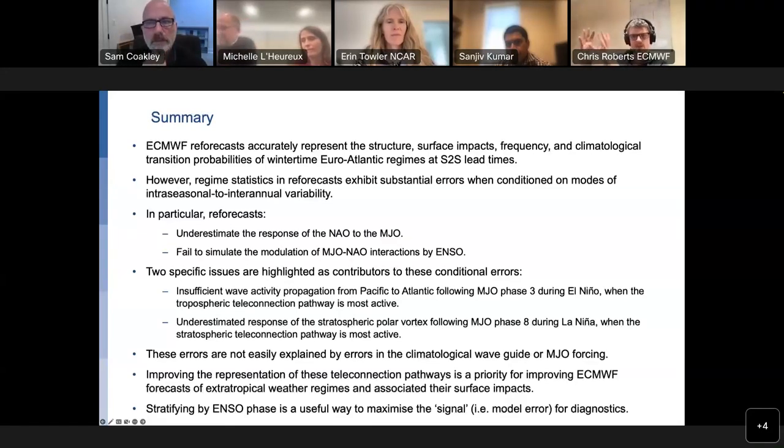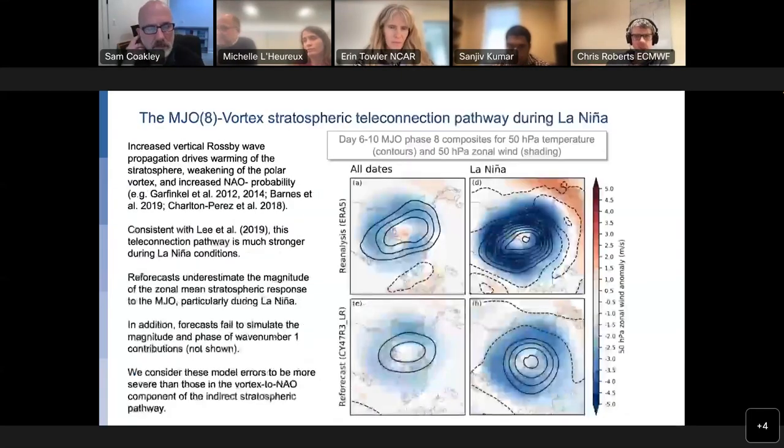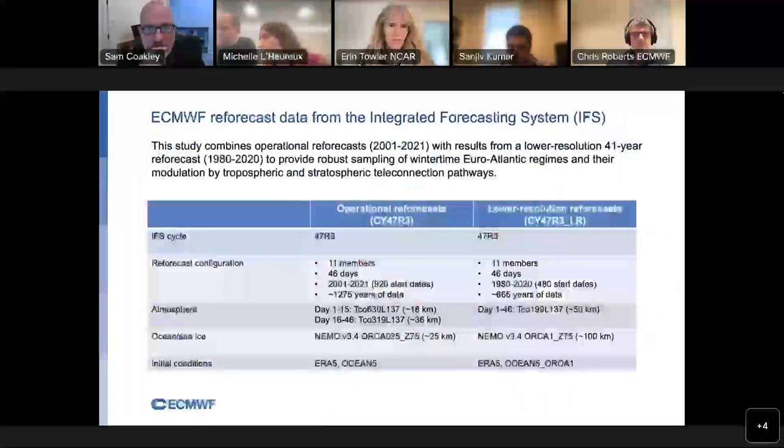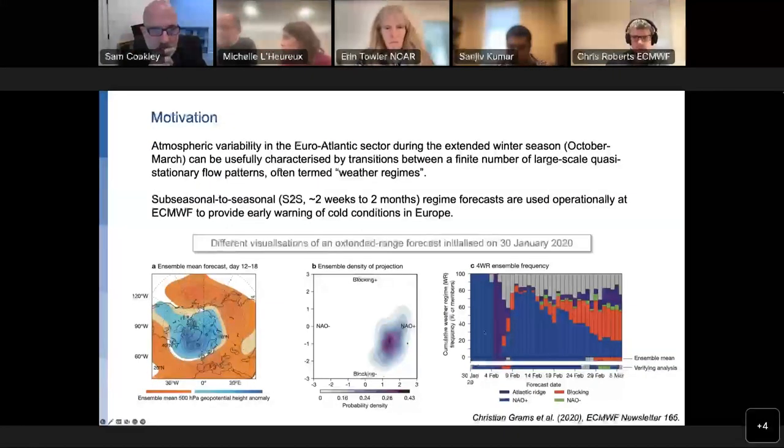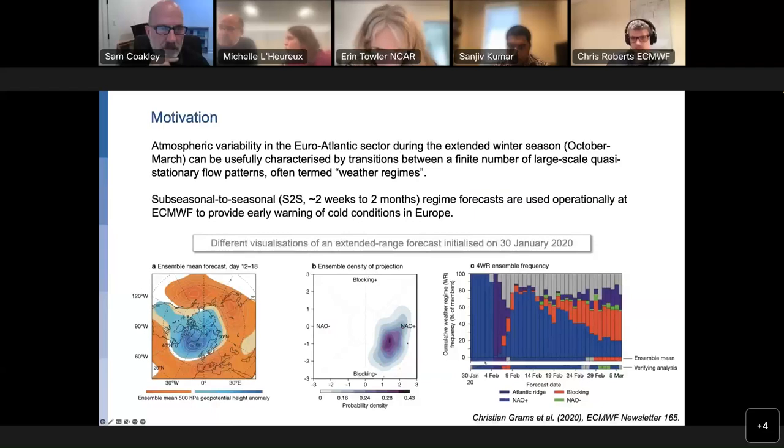And then there's also this categorical product at the end, which I can go back to. This is also operational. This one here in the bottom left is showing also the verifying analysis. For each member, it's allocated one of the regimes, and then there's also where you would allocate the ensemble mean. So it gives a sense of not just the most likely regime, but also what are the likely transitions. In this case, it looks like it's going from positive NAO towards an Atlantic ridge and then maybe back to the positive NAO. However, there's a whole zoo of different ways of describing regimes.